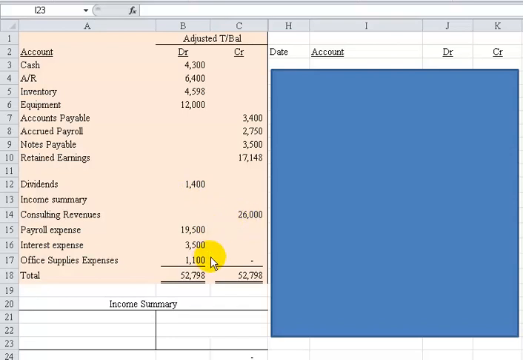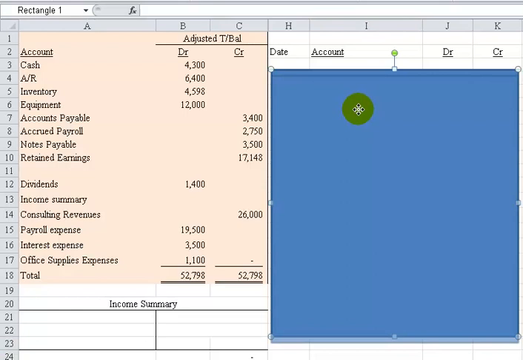So with closing entries, keep in mind there's always four of them, and we use a temporary account called Income Summary, and I've listed it here. It has no balance. We use that temporary account to close off the revenue and the expenses to retained earnings. It's just used on a temporary basis. So the first entry we want to do is close off revenues.